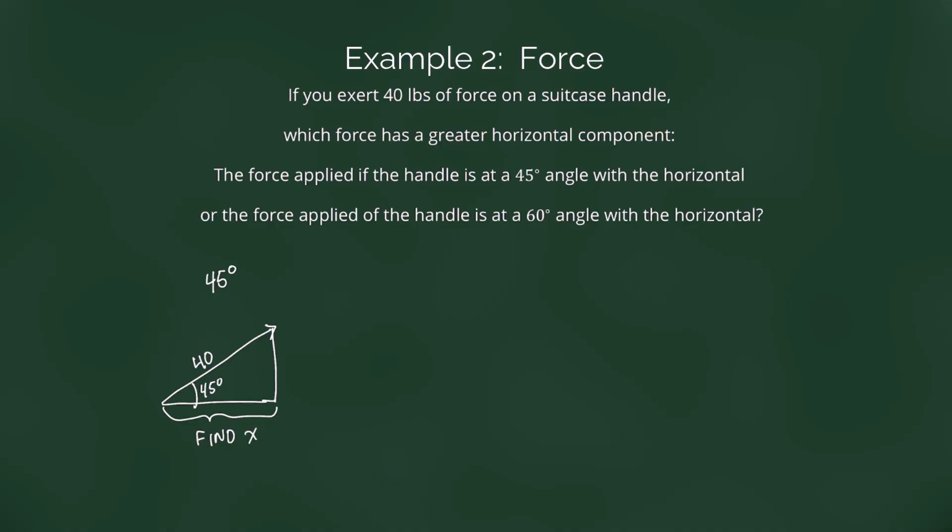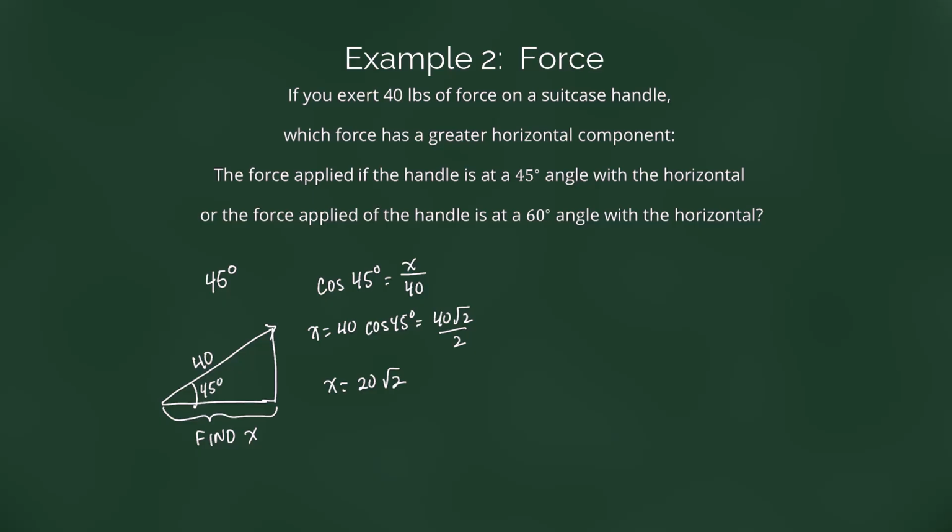Well, that is adjacent to our 45-degree angle. So we know that the cosine of 45 degrees is going to be x divided by 40. In other words, x is 40 times the cosine of 45, which is the square root of 2 over 2. And so we see that x is going to be 20 square roots of 2.